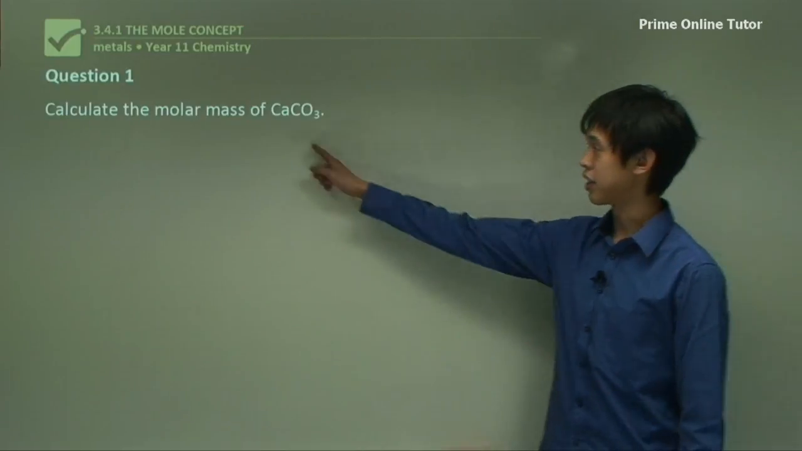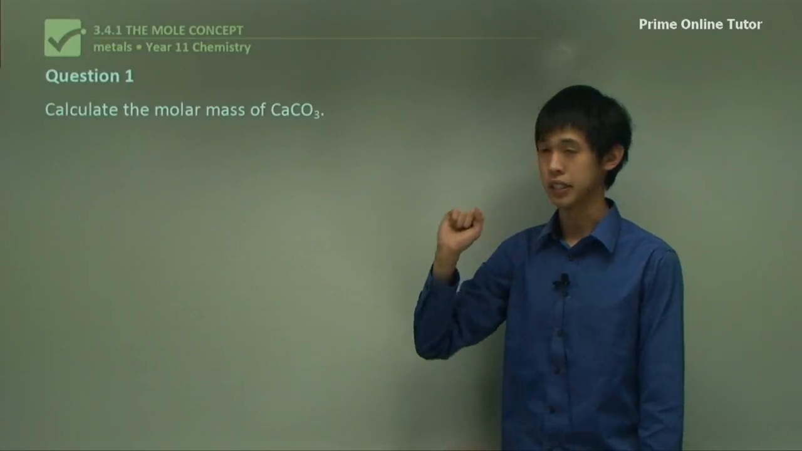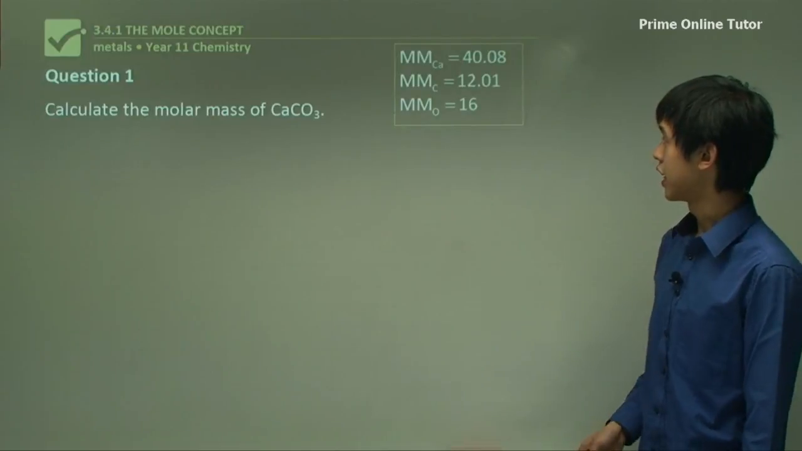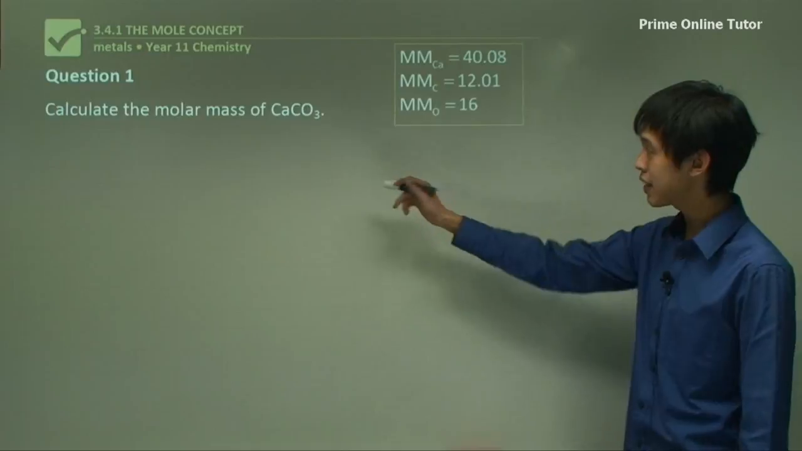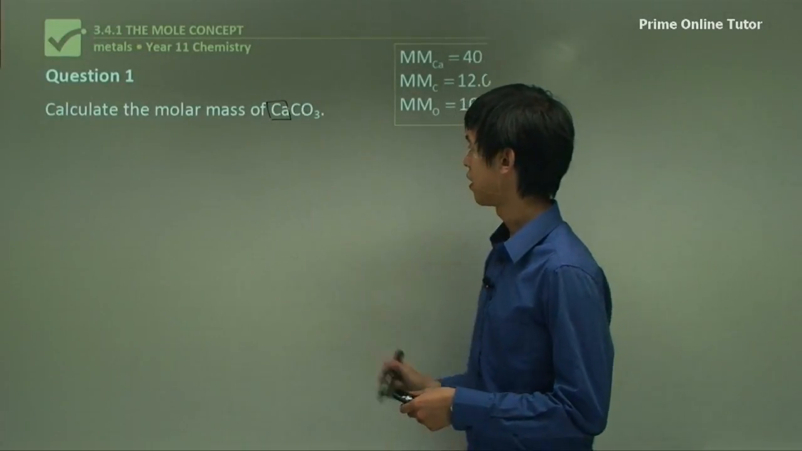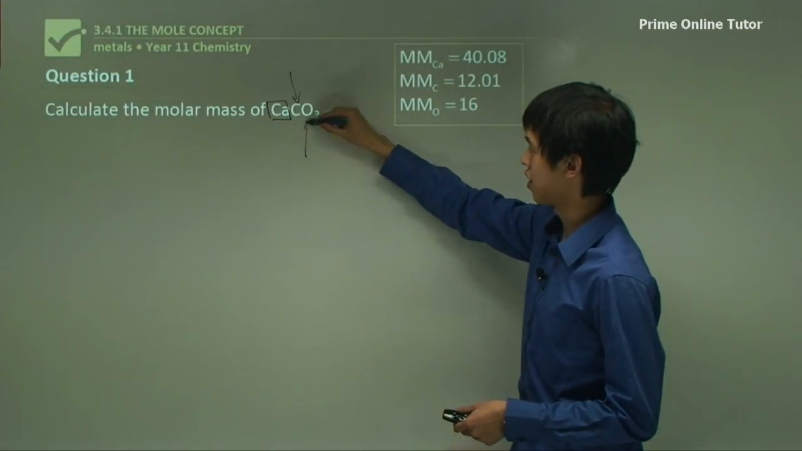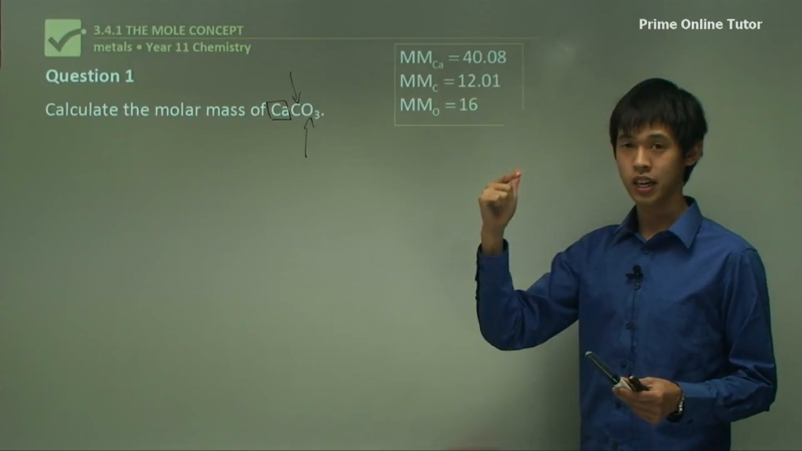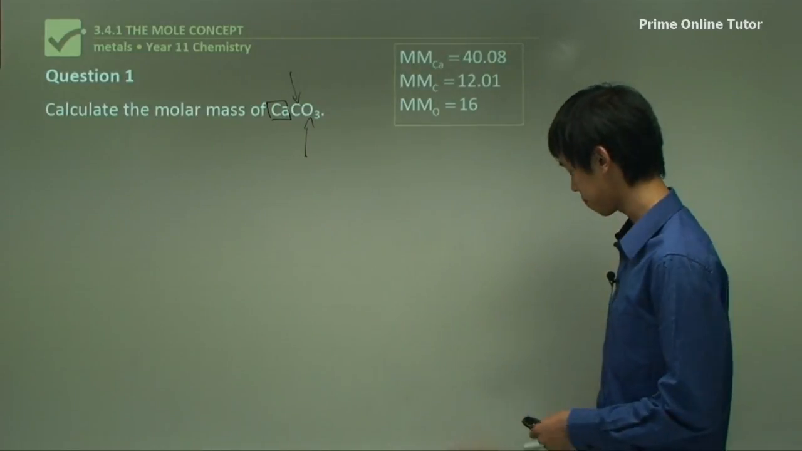So first thing, we looked at this already, calcium carbonate. Calculate the molar mass of this substance. Okay, we want to know the molar mass. So here we looked up the molar masses of each of the parts. Let's see what all the parts are. There's calcium here, and then there's carbon here, and then there's oxygen here. So there's 3 parts: calcium, carbon, and 3 oxygens. As you can see, there's O3, so 3 oxygens.